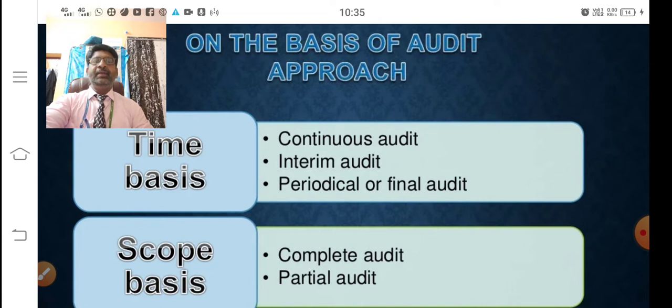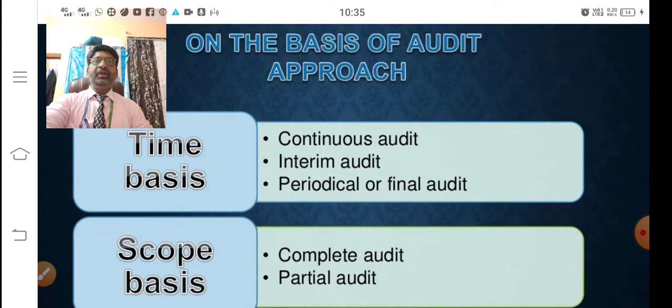So with the help of interim audit, what is the advantage? First one, quick discovery of errors and frauds. The second advantage is that it imposes a moral check on client staff and is helpful to speed up the final audit. As well as it is an audit which helps the organization to complete within a time period. So these are the features of interim audit.